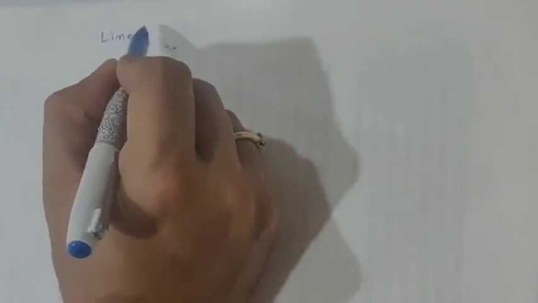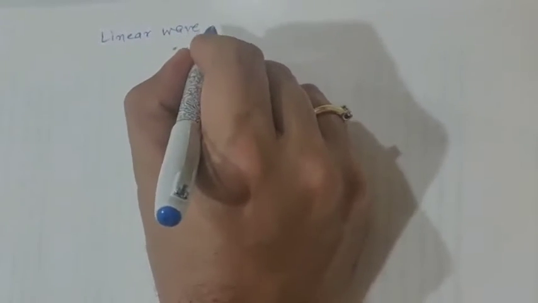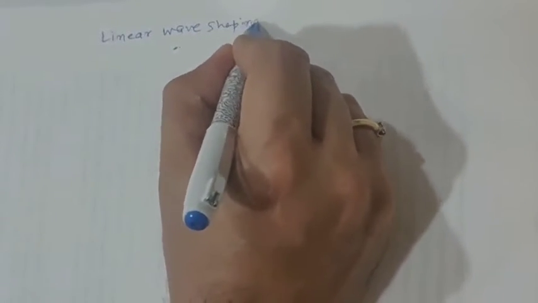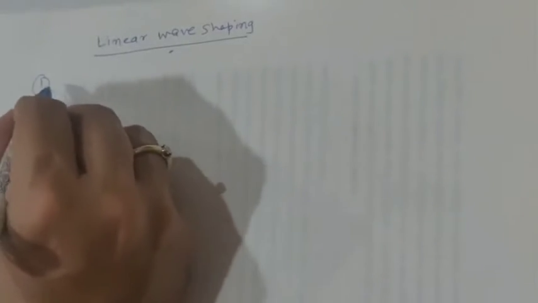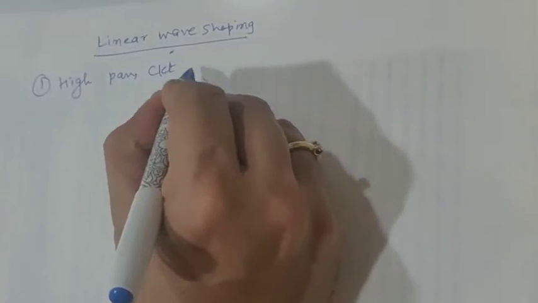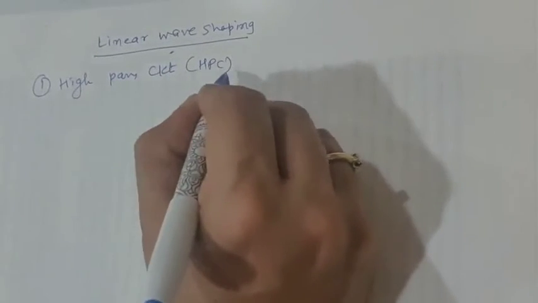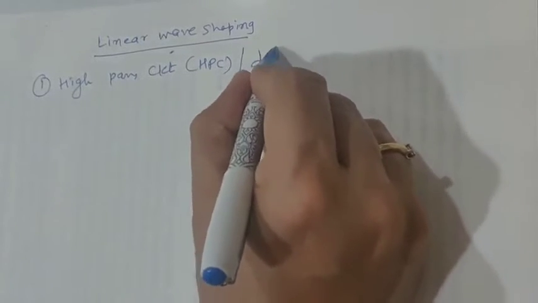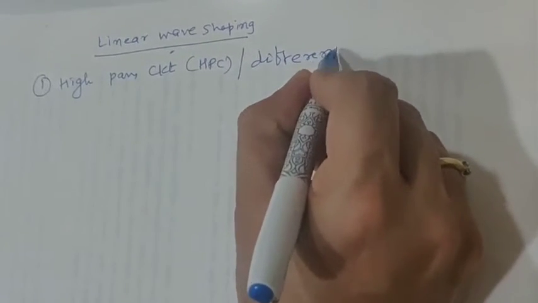Okay, now let us start with the first type of wave shaping, and that is linear wave shaping. So I'm starting with the first part of wave shaping. In linear wave shaping, I have told you that we will be covering two important circuits. The first one is the high pass circuit, the second one is the low pass circuit. So let us start with the high pass circuit or filter first. I will be referring to it as HPC, high pass circuit, and it is also called a differentiator.